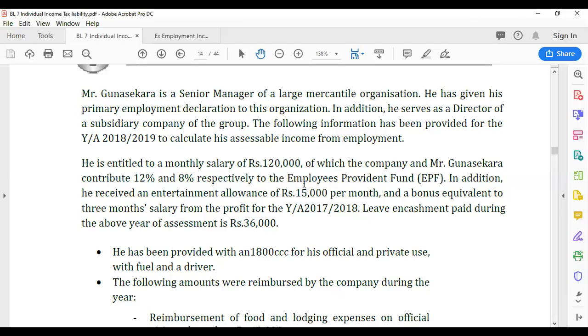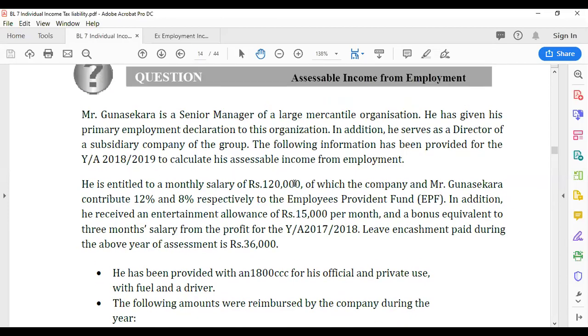I hope all of you read the question as I said to you yesterday in the last class. Today we will move to the calculation. We will do this calculation in the Excel sheet.